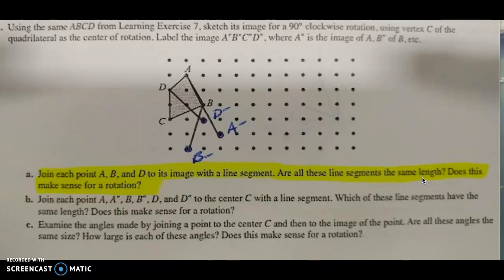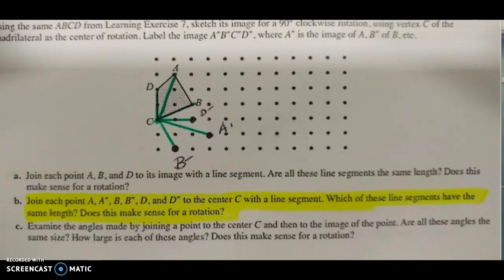So the question is, are all the line segments the same length? The answer is no. But does this make sense for the rotation? Yes, because it's rotated 90 degrees, and these spaces are the same on the original image of the quadrilateral. And my students will be able to measure that and see that relationship as well.